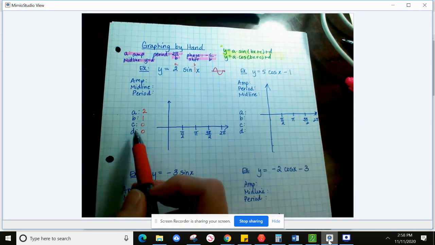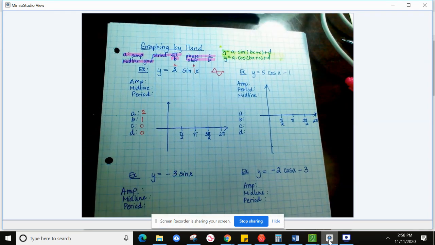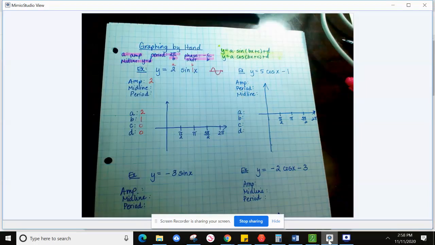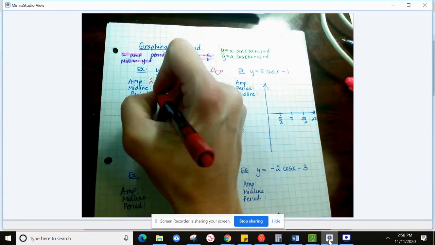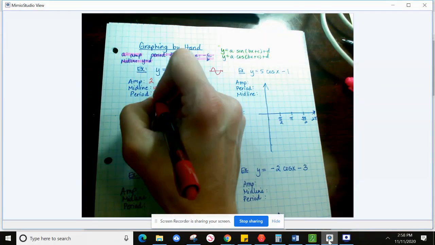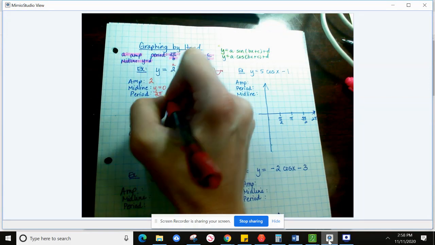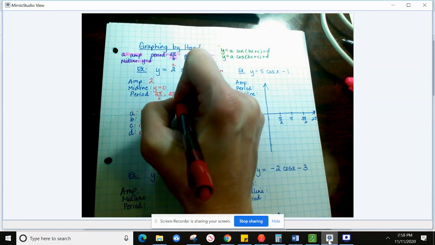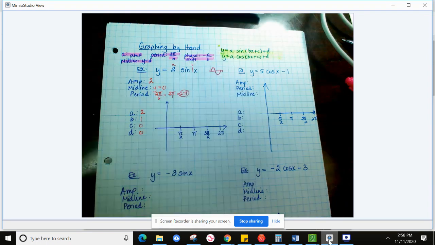All right, now, based on what we know about A, B, C, and D, the amplitude is your A value. And then the midline is y equals that D value, which is 0. The period we're going to find by dividing 2 pi by B, and B is just 1. So our period is 2 pi, which is just like the parent function of a sine curve. It looks no different as far as the period goes. The only thing that really is going to change is our amplitude is going to stretch up to 2 and scoot down to -2 on our high and low points.